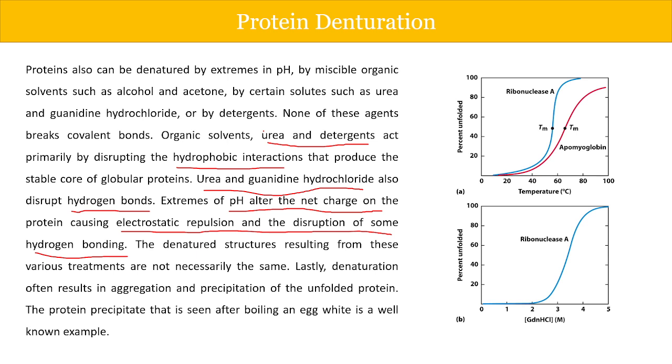Now, the denatured structures resulting from the various treatments are not necessarily the same. Lastly, denaturation often results in aggregation and precipitation of the unfolded protein, and the protein precipitate seen after boiling an egg white is a well-known example. So a real-life example is the aggregation of the protein that you see after boiling an egg white. When you apply heat and boil it at high temperature, the protein denatures and aggregates, giving you a solid structure.